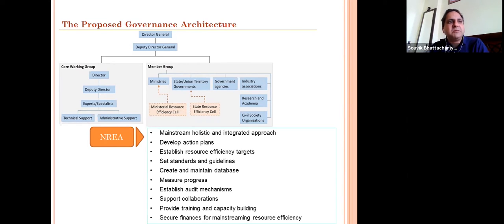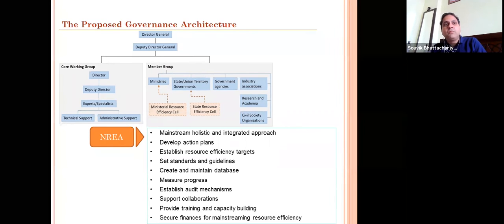And definitely sustainable consumption and production is one of the major environmental goals, because if you look at it from the perspective of waste generation, or from the perspective of emissions, these are all ill effects of overconsumption, right? So if we look at the structure, it is divided into 2 parts. One is a core group, wherein you have a person who is heading, just like you have a Bureau of Energy Efficiency Director General, a director, a deputy director, and experts across various sectors. They are supported by technical as well as non-technical people.